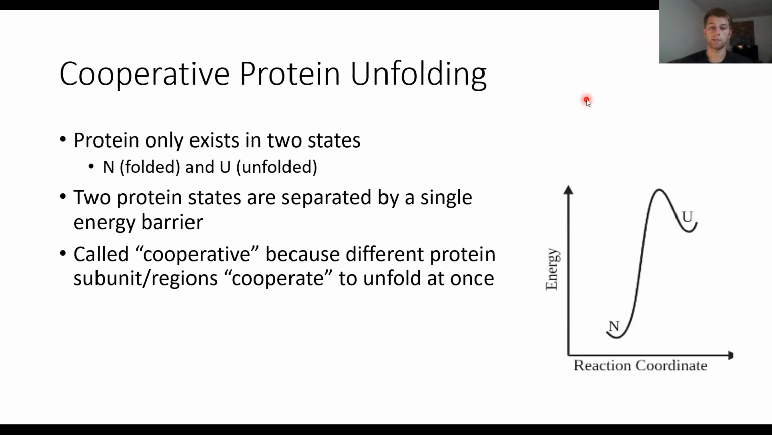So starting off, we'll talk about cooperative protein unfolding. In this protein unfolding, the protein only exists in two states, the N and the U states, which correspond to the folded and the unfolded proteins.